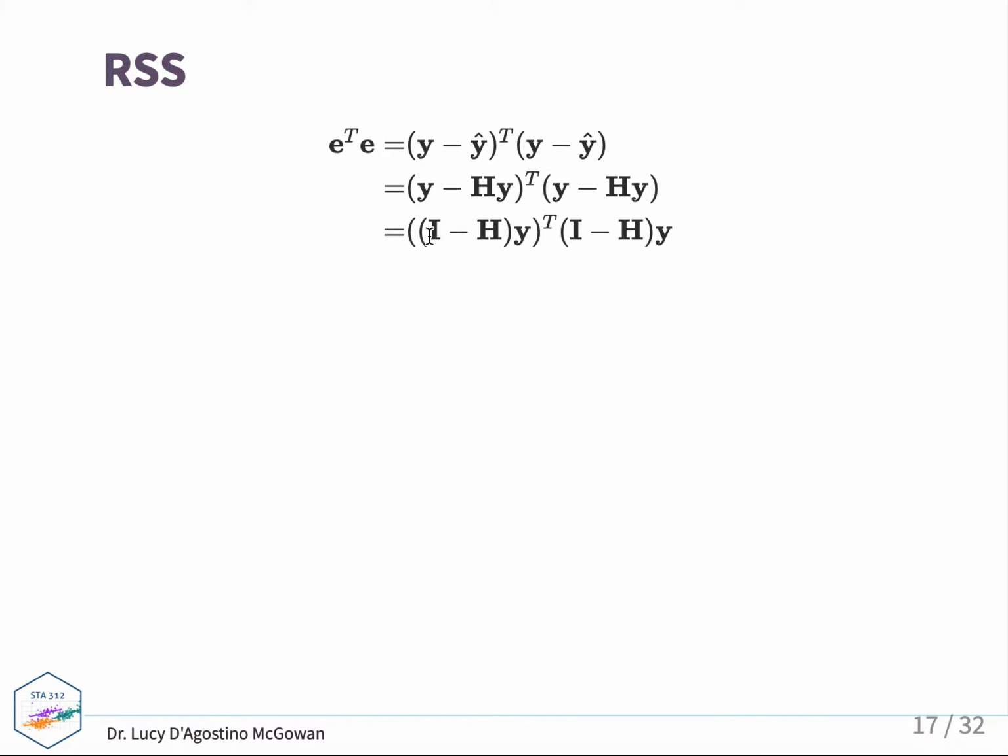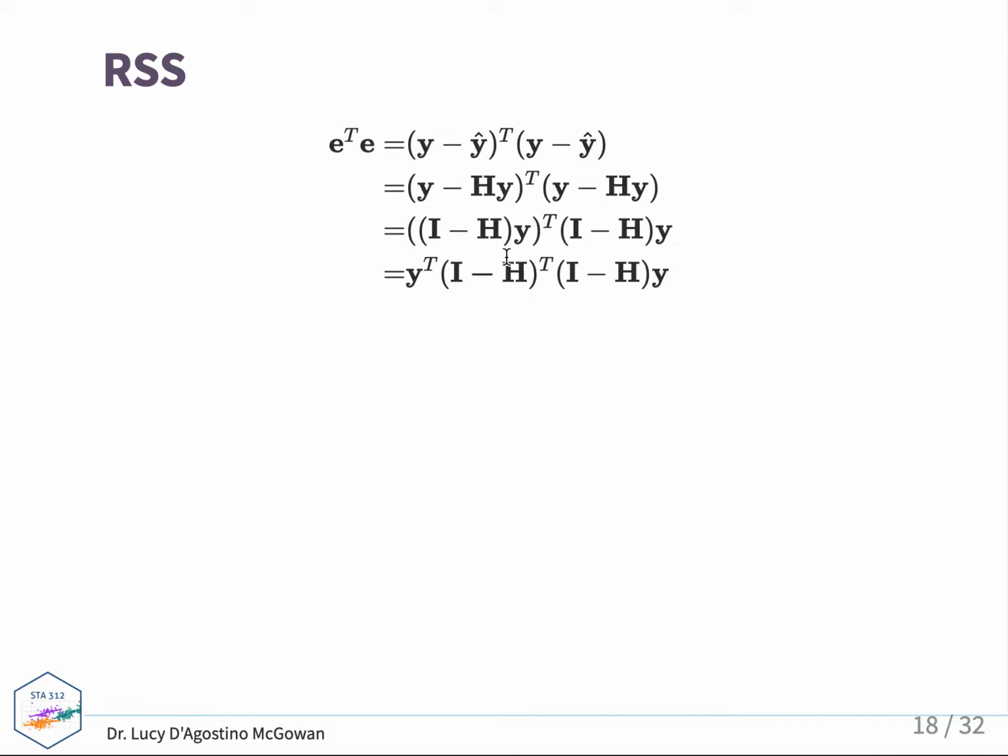This is sort of like if we were pulling a constant out of a scalar, we'd end up with 1 minus H. But because we have a matrix here, we're going to use the identity matrix in that spot. So I minus H times y. So these two are equivalent. And we're going to do the same thing here. We're going to pull the y out of both of these, and so we end up with I minus H times y.